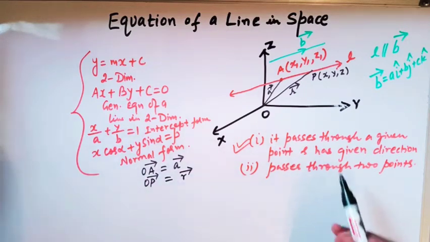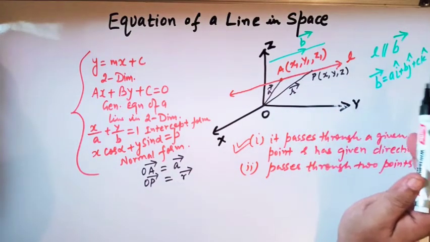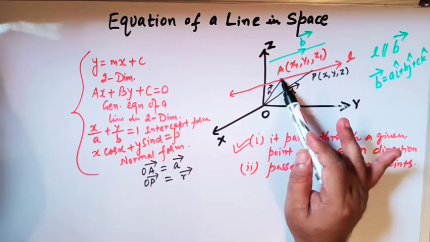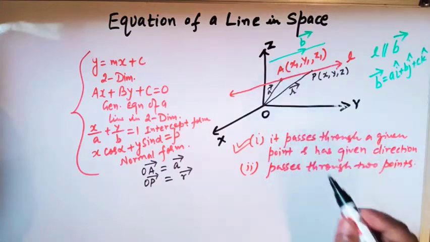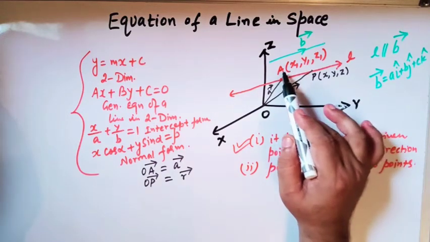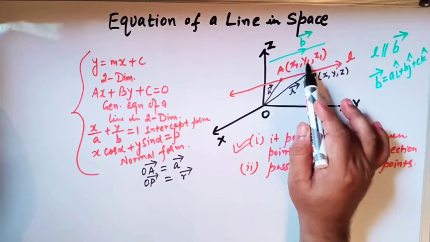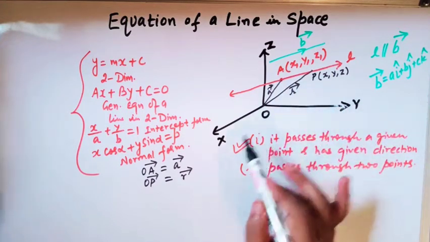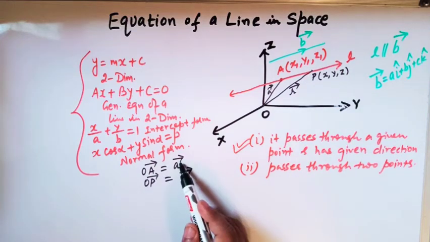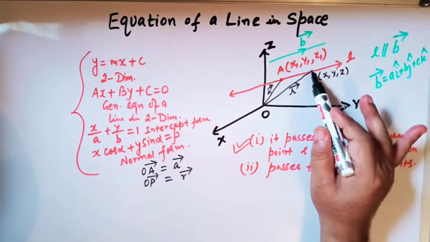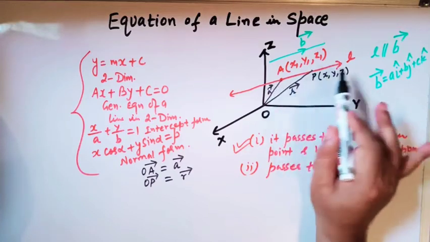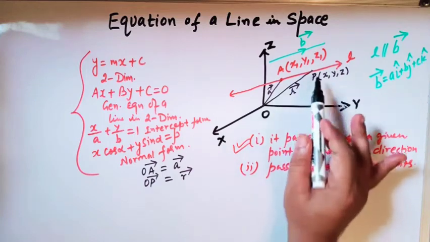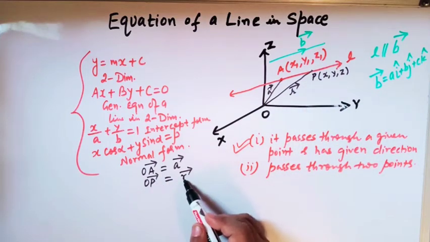So what information do we have here? We have a line L. It passes through a given point A. The coordinates of this point A are x1, y1, z1, and the position vector of this point A is OA, that is vector A, and P is a general point on this line L, and the position vector of P is OP, that is vector R.